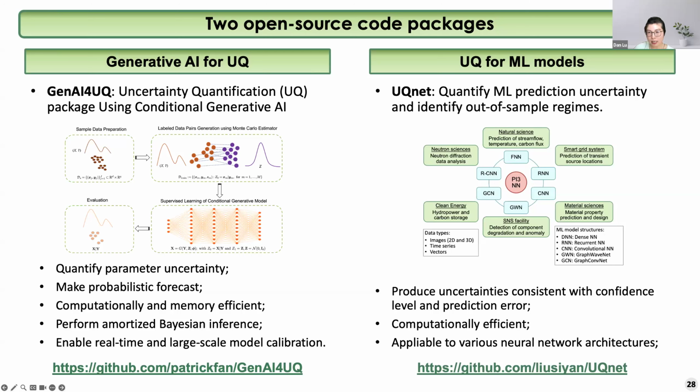quantification. Another package, as shown in the right column, focuses on quantifying uncertainty in machine learning model predictions and identifying the out-of-sample regions. It produces uncertainty estimates that align with the confidence level and also align with the prediction errors. And this method has been successfully applied across various neural network architectures and demonstrated across multiple scientific domains, as shown in this figure. And through these open source tools, we aim to advance reproducibility, foster collaboration, and accelerate innovations within the broad research community.